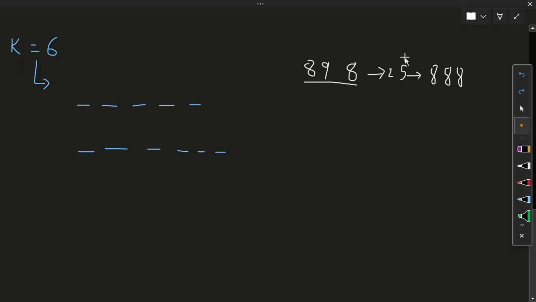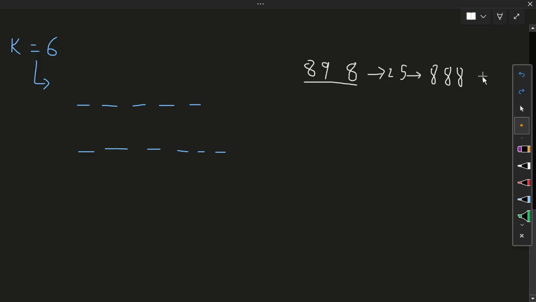So its sum is 25, but the value must be divisible by 3 also. What is the divisibility rule for 3? The summation of the numbers must be divisible by 3. Here it is 25, so the nearest smaller number is 24. So we want to subtract one. So this is the answer, 888.